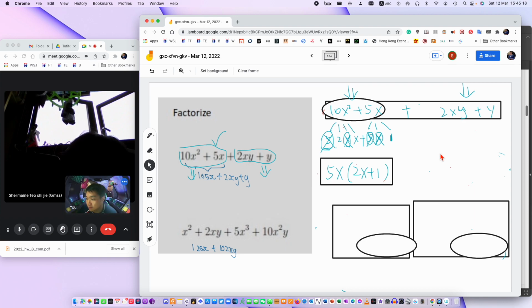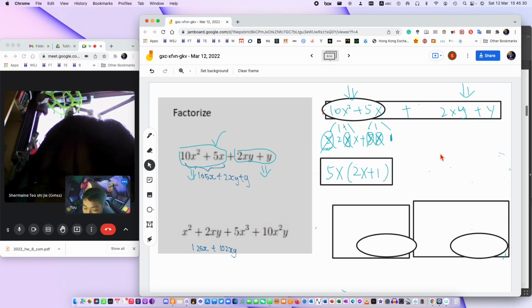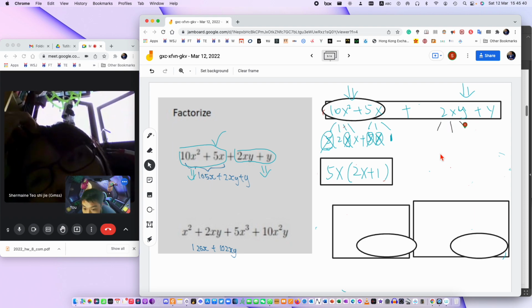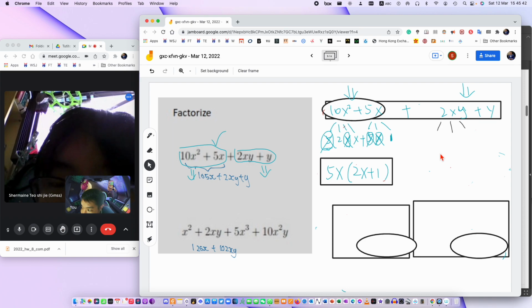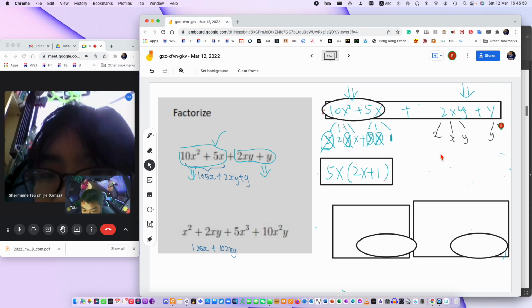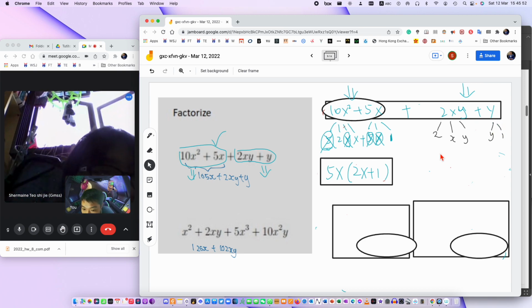Slide 5. You should be at slide 5. Yeah, I'm looking at it. Okay. Do 2xy plus y. Go. How do you split the 2xy plus y? Okay, very good. Continue.